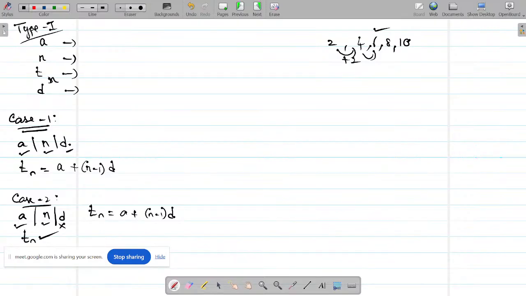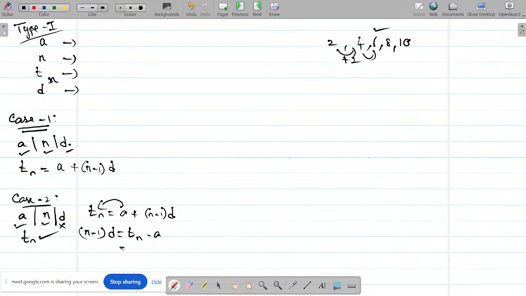Usually in mathematics, in equation format, what we do, the unknown will be kept on the left hand side. All others will be taken to the right hand side. So let me have D on the left hand side. So this will be N minus 1 into D is equal to Tn minus A. Am I right? This A I have taken to the other side. Okay. So this will now be D is equal to Tn minus A divided by N minus 1.